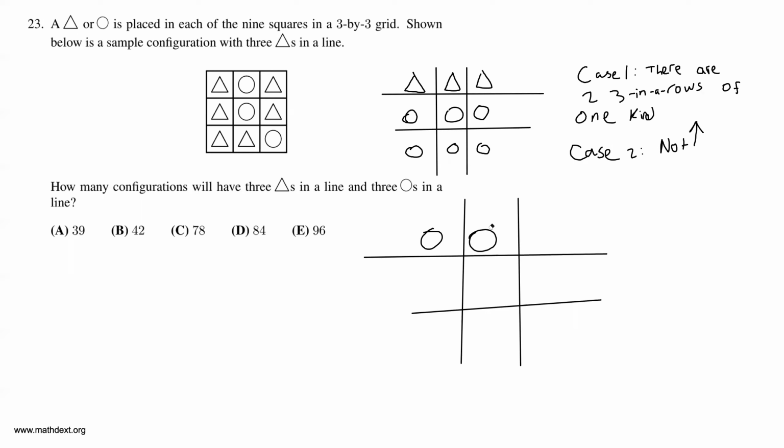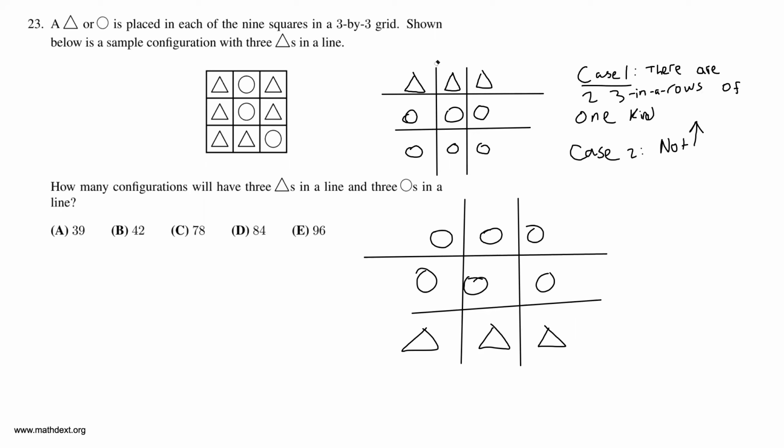So what we do here, just for this case 1, there are really 2 ways to make this happen. One of them is for all 3 of them to be vertical, and one of them is for all 3 to be horizontal. And since both of those cases are symmetric, you can just multiply one of them by 2. So if I find the number of ways that you could have horizontal 3 in a rows like this, I can just multiply that by 2 to account for all 3 in a rows being vertical, because both cases are essentially the same thing, except you're just looking at it from a different angle.